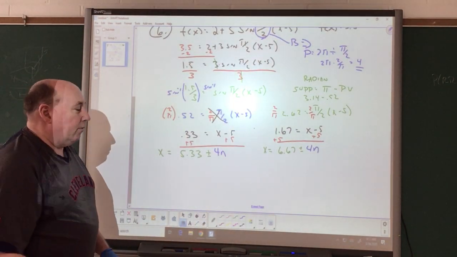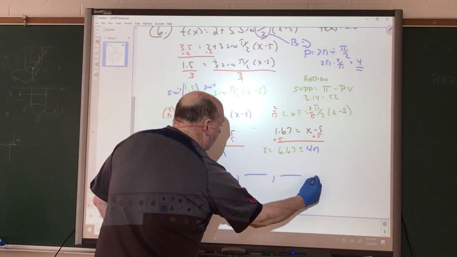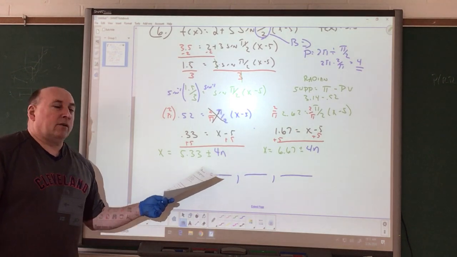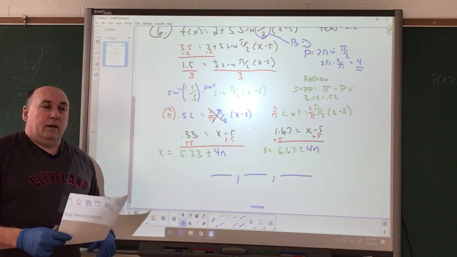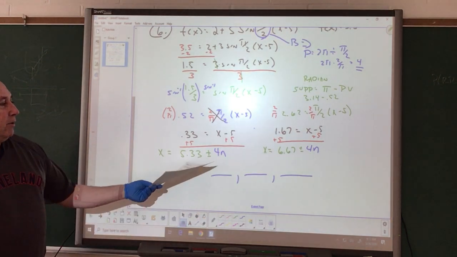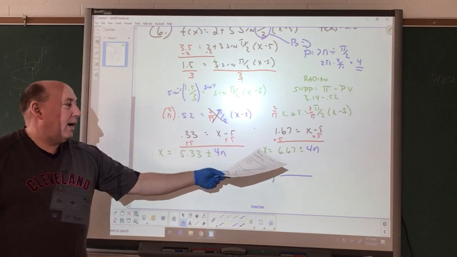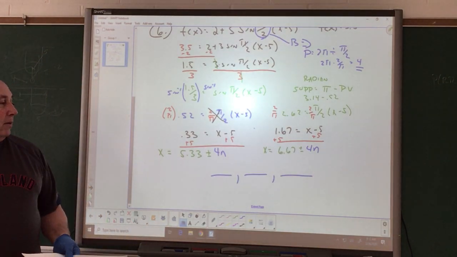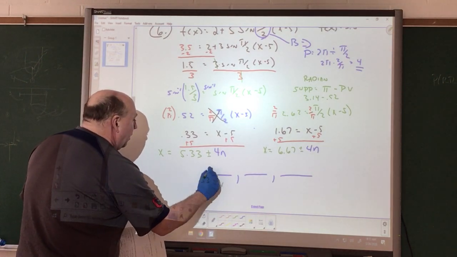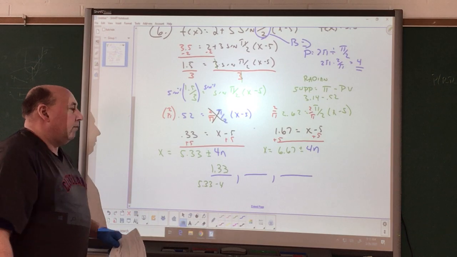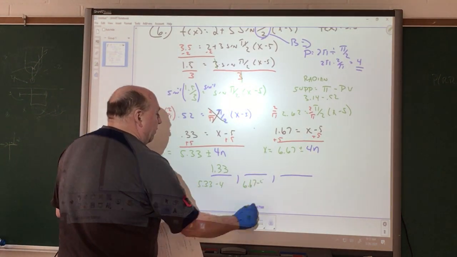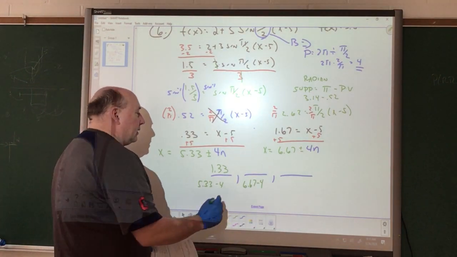Now we have to watch here with the first 3 smallest positives. I can either subtract or add the value 4 and continue to get values that I want as a solution. And in both cases, if we subtract 4, we maintain positive. So 5.33 minus 4, I get 1.33. In my second one, 6.67 minus the value 4, I get 2.67.